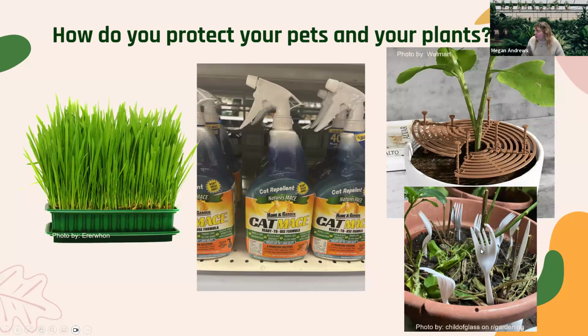And then you can also put forks or chopsticks in your soil to make the plant less appealing for your cat to get into. You can buy these things. My cat is 20 pounds, so these would not work. He's a very big boy, but that will protect your soil from your cats as well.